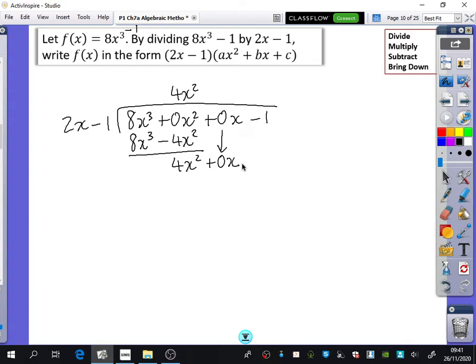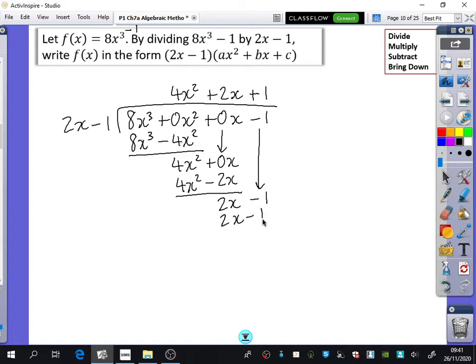So we've done that whole step of divide, multiply, subtract, bring down. What's the next bit going to divide to, do you think? 2x. 4x squared divided by 2x. The 4 divided by 2 gives you the 2, and the x squared divided by the x is the x. I'm going to multiply them, so I get 4x squared minus 2x. I'm going to subtract them, and I get plus 2x, and then I'm going to bring down the minus 1. It's just going to be a 1.